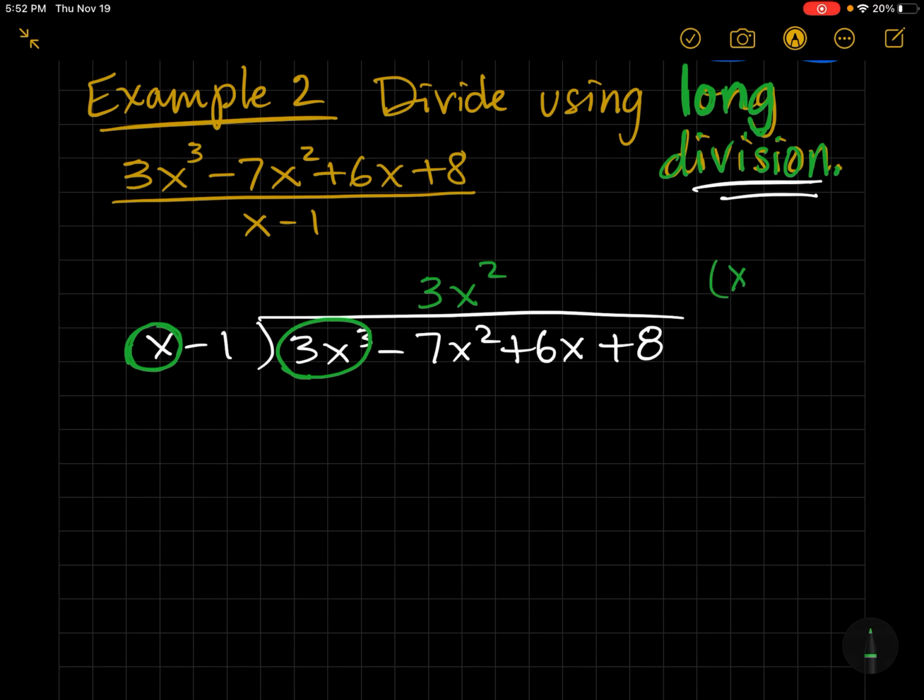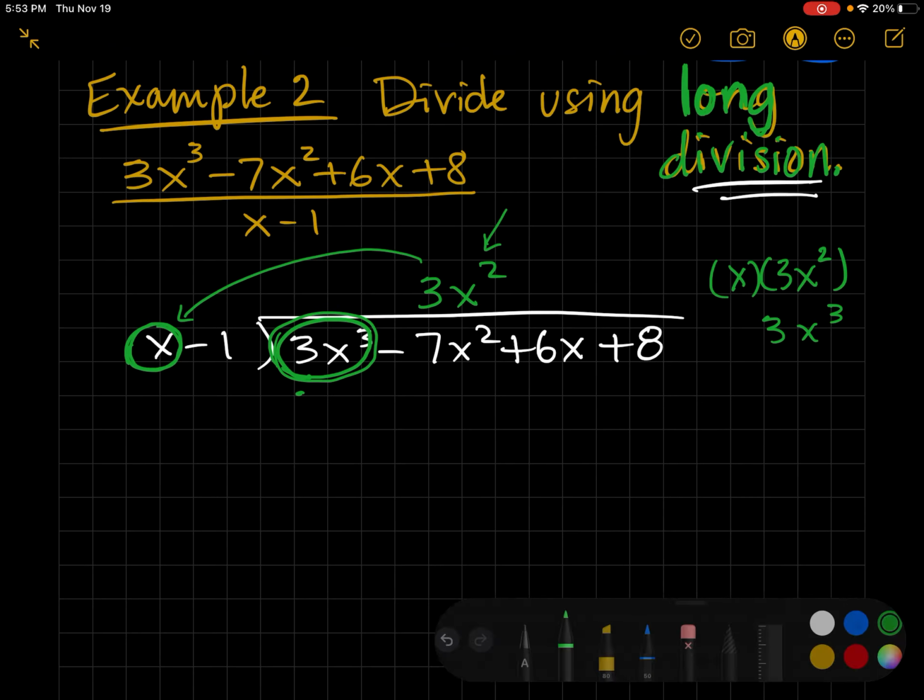And I want you to see that. I'm going to do a little sidebar. If I multiply this together, notice I'm going to get 3x cubed. And that's my desired result. I'm figuring out what to put here that I can multiply that's going to get me exactly what's here. Okay. So now when I multiply around, it's going to match perfectly.